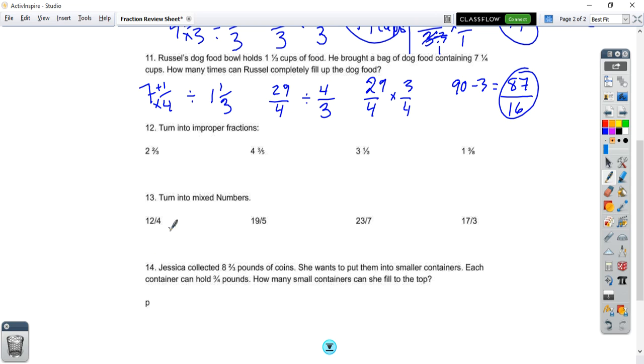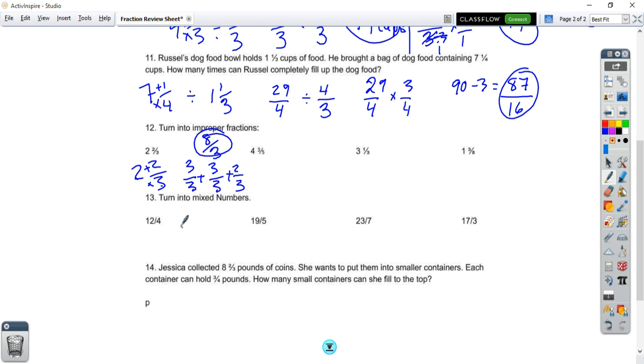Next one, turn these into improper fractions. 2 2/3. 3 times 2, well, I'll do it. So we've got 3/3 plus 3/3 plus 2/3, which gives me 3 times 2 is 6, 6 plus 2 is 8/3. So you don't have to do this. You could just multiply 3 times 2 is 6, 6 plus 2 is 8, and you'll get it, but this is 8/3.